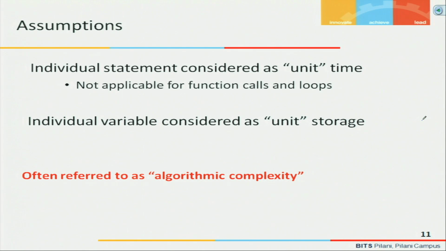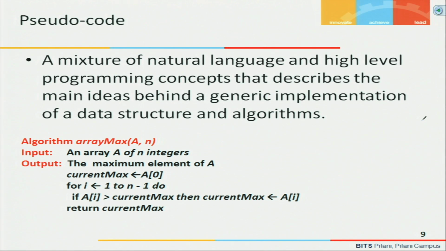Individual variable will be considered as unit storage. Again, if I go back to my example of finding maximum, to find the maximum of a number we need a variable which is called current max. So, we will assume that this particular procedure requires 1 variable, so the memory requirement or the storage requirement for this particular algorithm to be executed will be exactly 1, which is that we need a space for 1 variable.